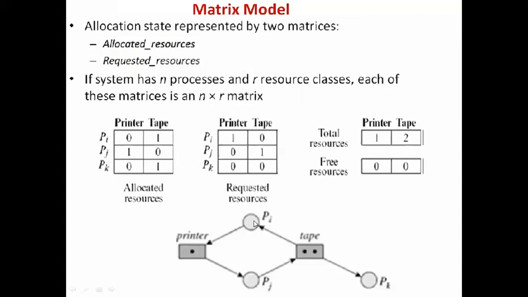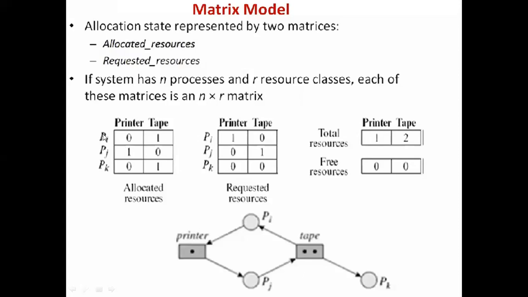You can see the use of two processes, Pi and Pj. If a system has n processes and r resource classes, each of these matrices is an n by r matrix. According to this figure, you can represent the allocated resource matrix as well as the requested resource matrix. So how to draw this? Once you have the RRAG given to you, you can draw the allocated resource matrix in this way.